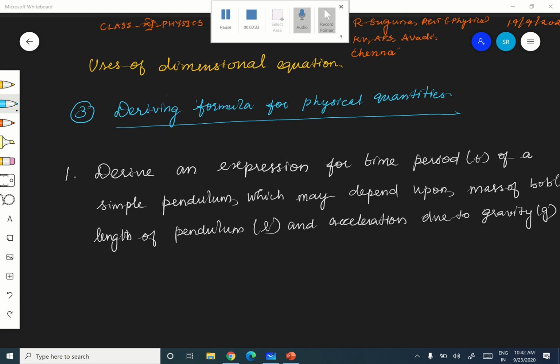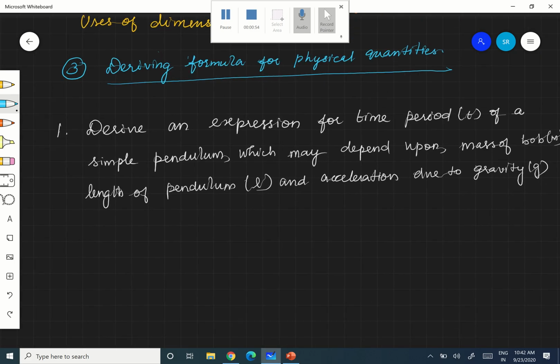Okay. Now, the third one, a very important one, is deriving formula for physical quantities using the method of dimensions. Okay. So now we will see how to derive the formula. The very simplest one I have taken, the first one is C.